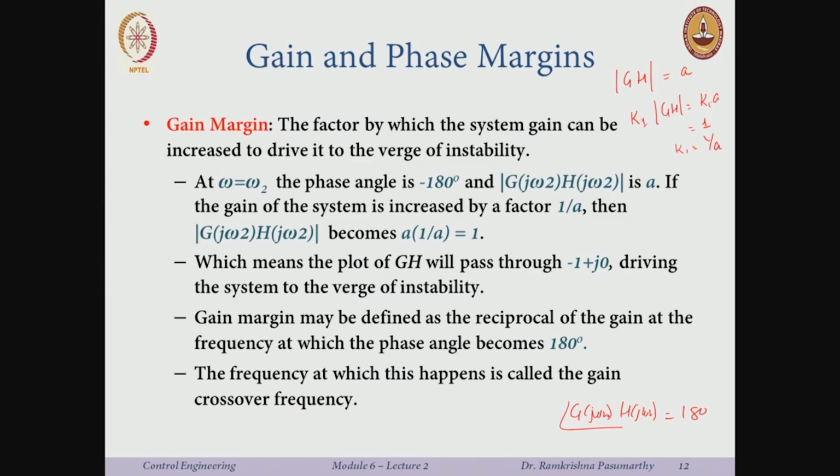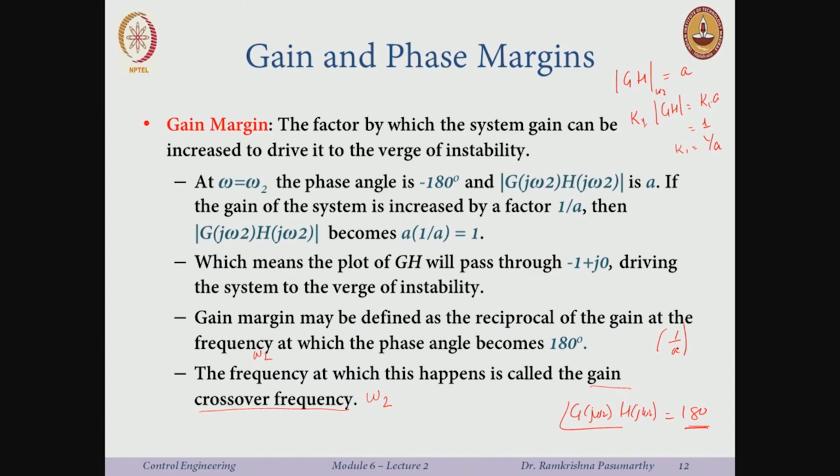So, at this omega 2, I calculate the gain. What is the gain at this omega 2? The gain at this omega 2 where the angle is 180 is A. Now the gain margin is defined as the reciprocal of this A. What is this A? The gain at the frequency omega 2 at which the phase angle becomes 180. And the frequency at which this happens is called the gain crossover frequency. Omega 2 is the gain crossover frequency, and the gain margin here is 1 divided by A.